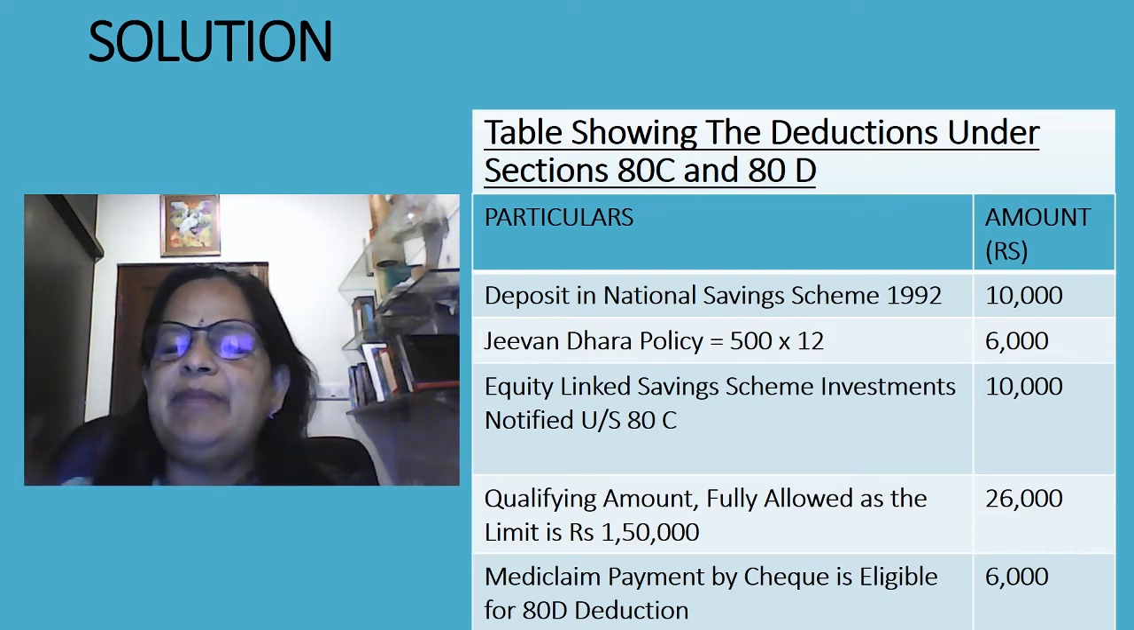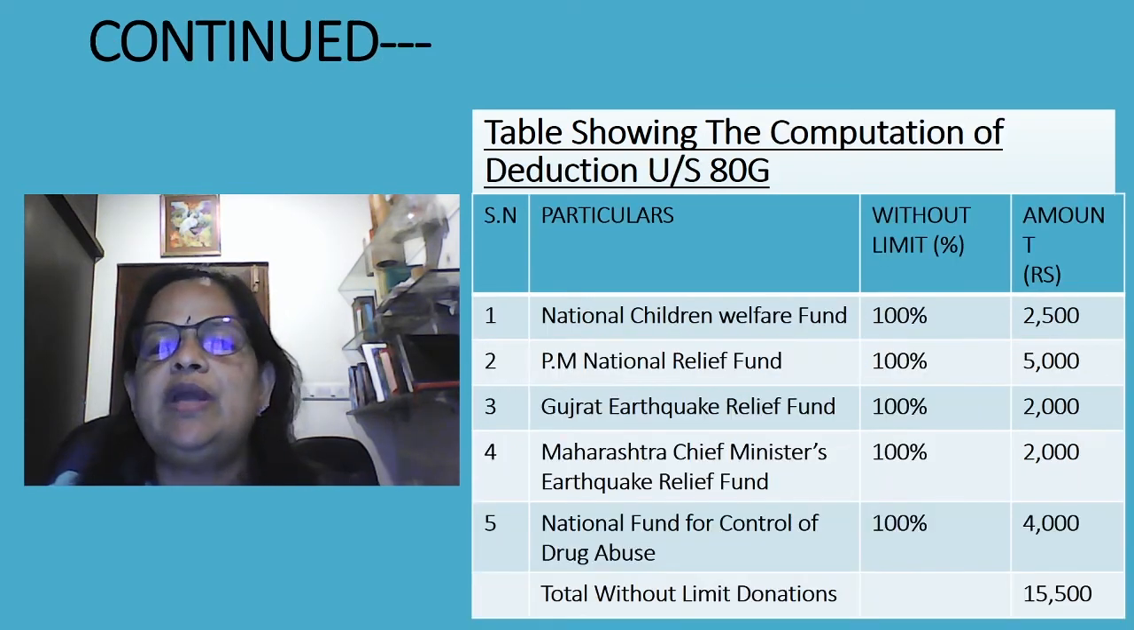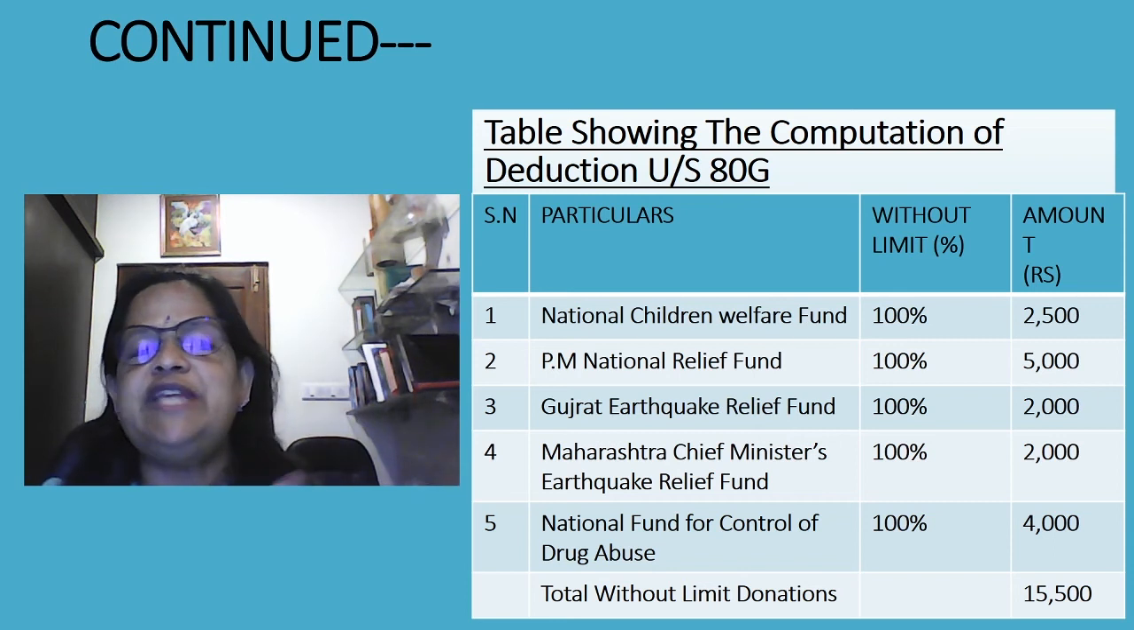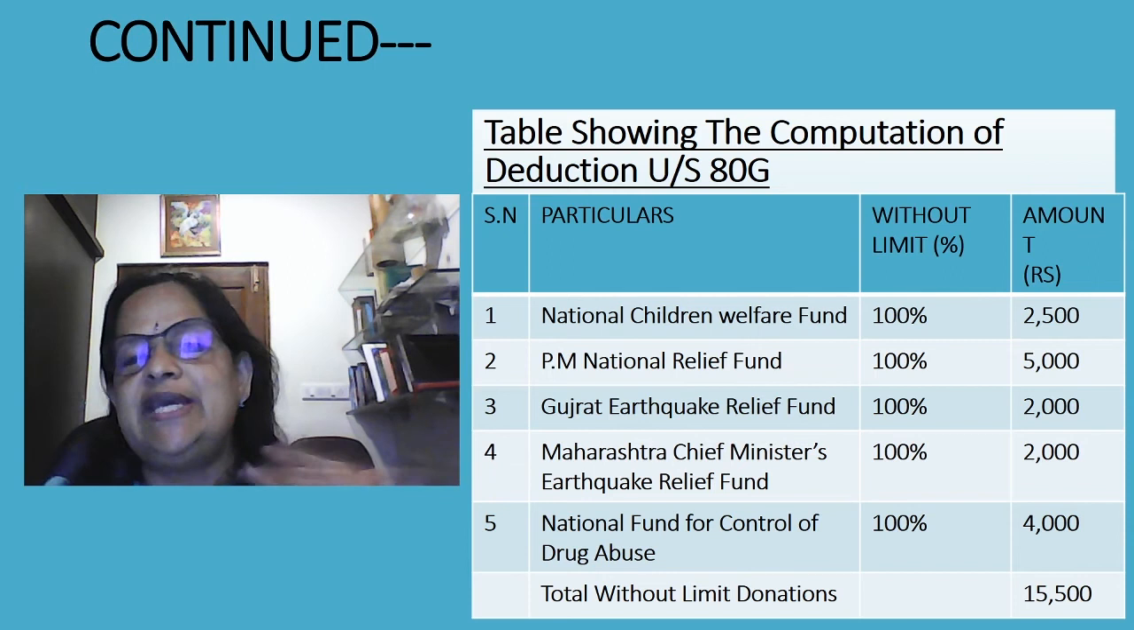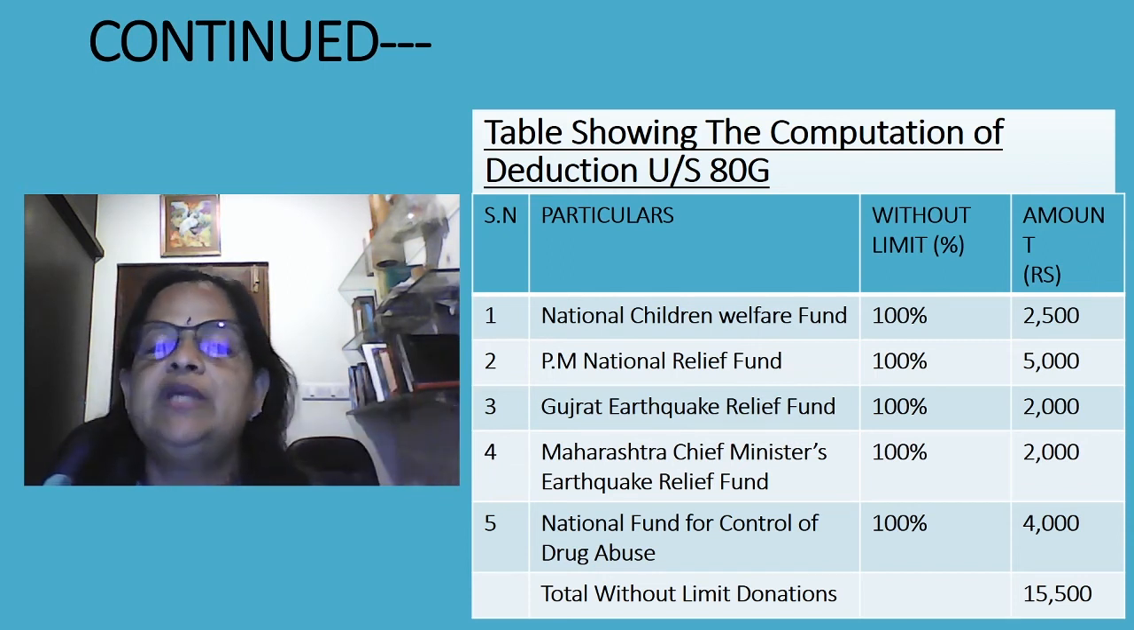Now Mediclaim payment by cheque is eligible for 80D deduction, 6,000. Now computation of 80G we have to show, and then only the last computation, the total taxable income. So for 80G you have to remember, with limit amounts are there, without limit amounts are there. National Children Welfare Fund, it's 100%, 2,500. Prime Minister's National Relief Fund, 100%, its value is 5,000.